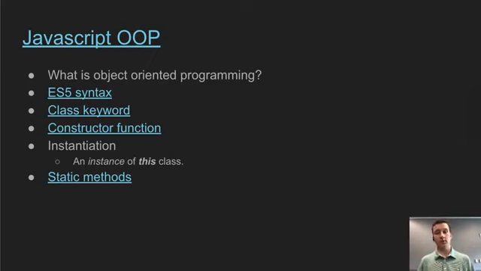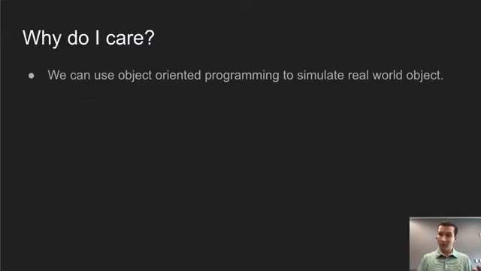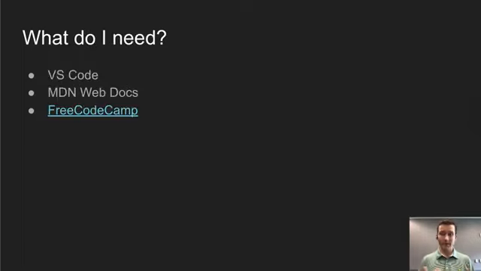This constructor function will create this new object, and this constructor acts like a way for us to create real-world entities. If you think about the Matrix, you know how they load up the whole entire simulation? That's the constructor for our objects here. We pass in the parameters, and then we create something. Instantiation is the process of creating this new object. So, why do I care? We can use object-oriented programming to simulate real-world objects. What do I need? VS Code, Mozilla Developer Documentation, Free Code Camp.